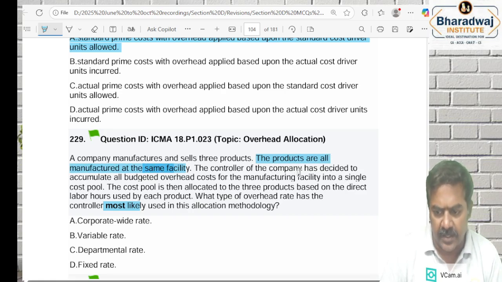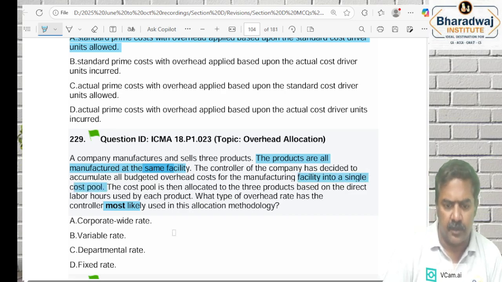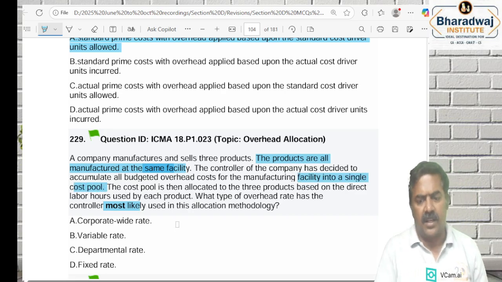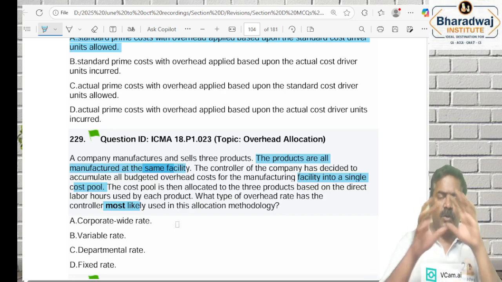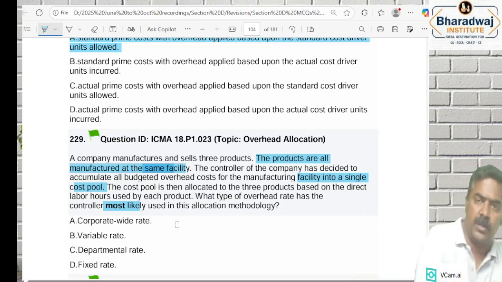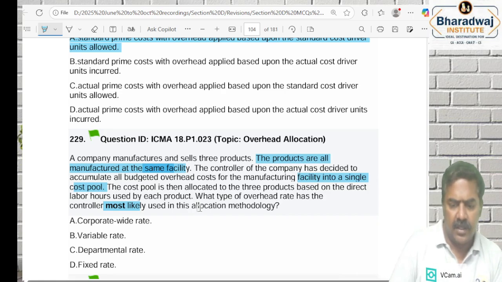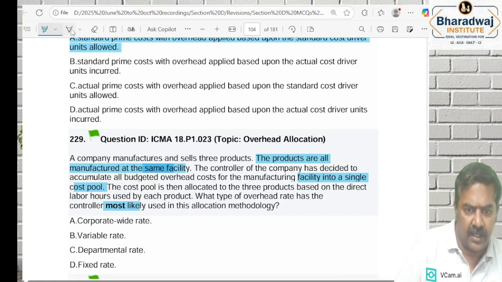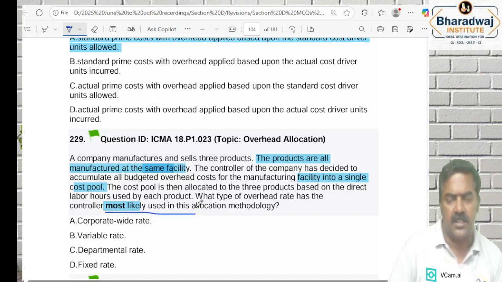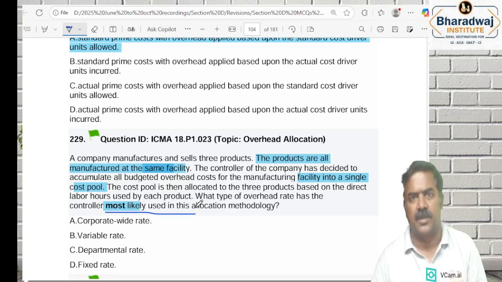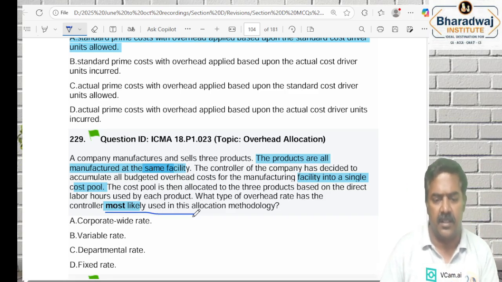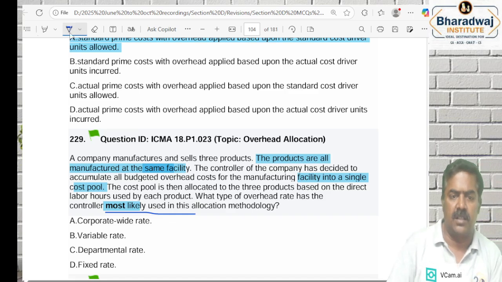They are going to assign into a single cost pool, meaning not department wise. Then allocated to the 3 products based on direct labor hours. So they are going to take total overhead cost divided by total direct labor hours, like that. Which method are they going to apply in the allocation methodology? They are not asking you which is the best method. Which method is this particular controller using to allocate the overheads?